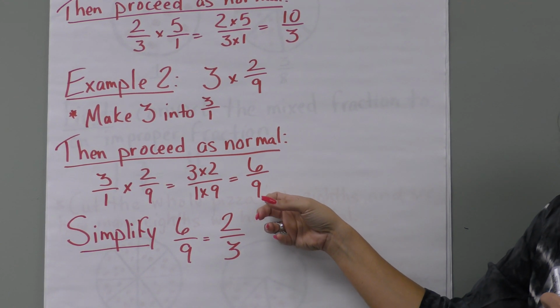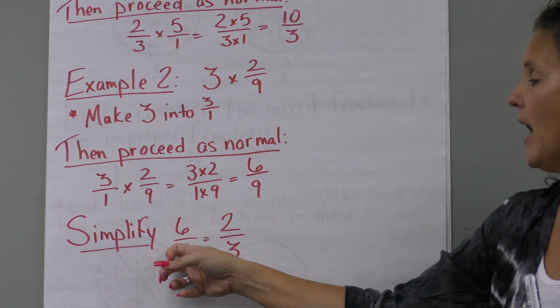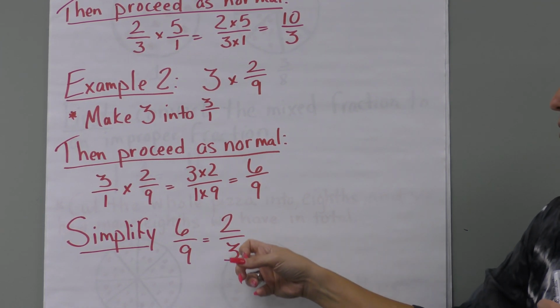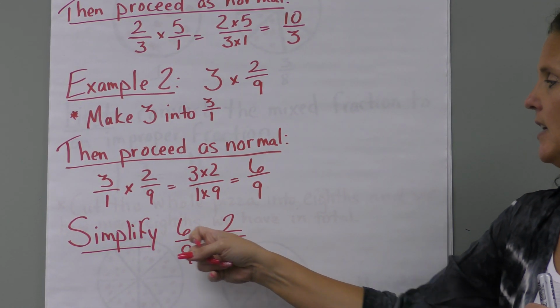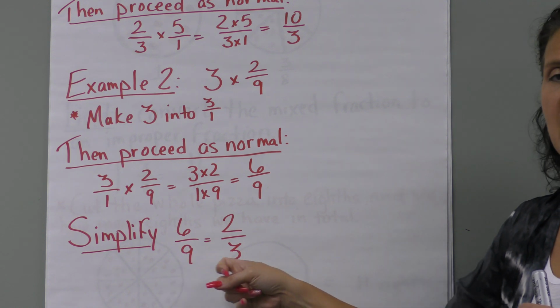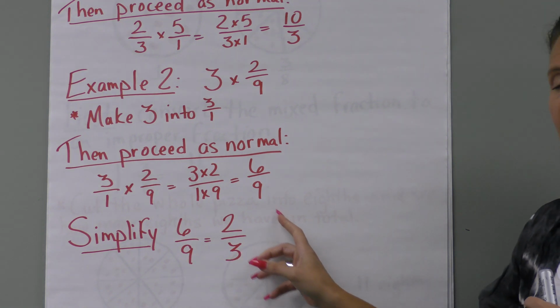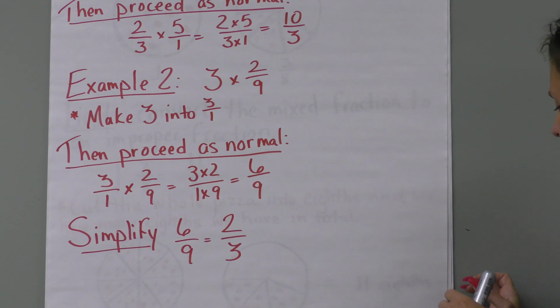Can we reduce that? Yes, we can. We can simplify 6/9 into 2/3 because 3 will go into 6 2 times and 3 will go into 9 3 times. So our final answer would be 2/3.